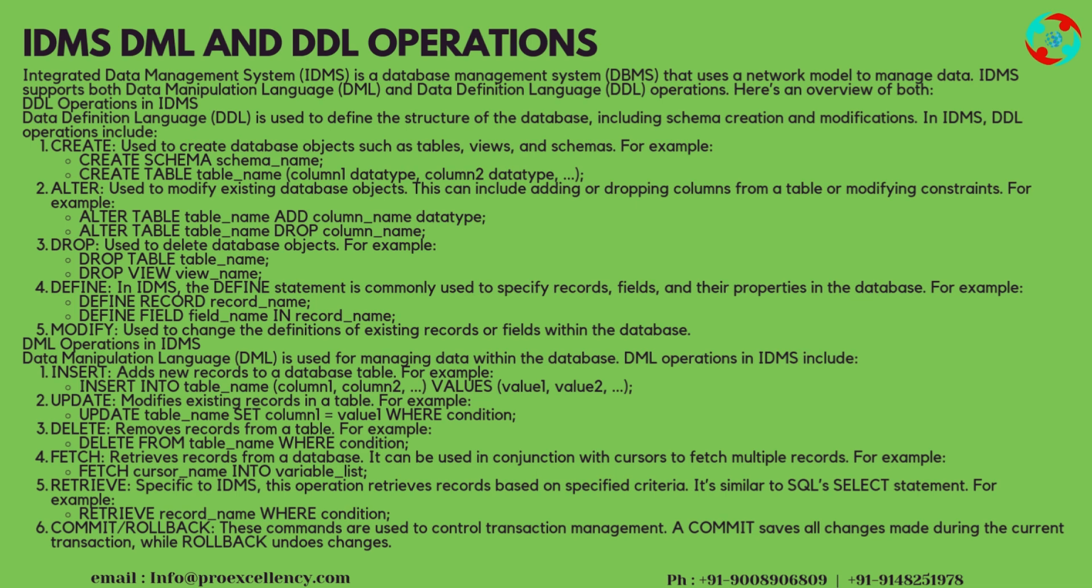Alter, used to modify existing database objects. This can include adding or dropping columns from a table or modifying constraints. For example, alter table_name add column_name data type. Alter table_name drop column_name. Drop, used to delete database objects. For example, drop table_name. Drop view_name.